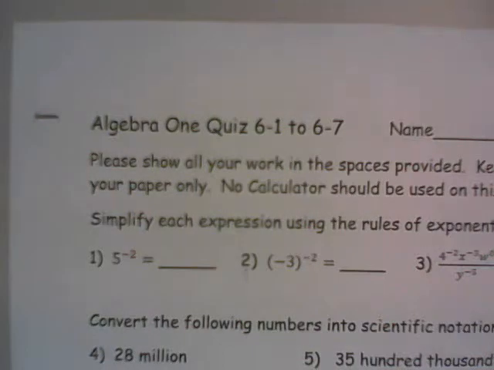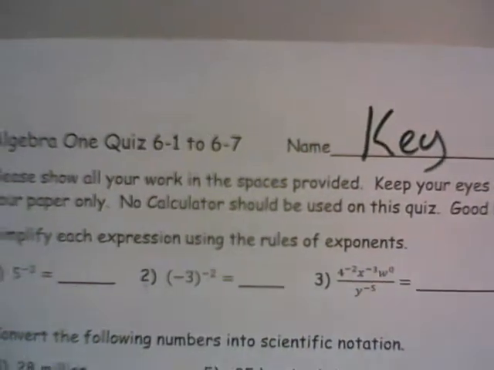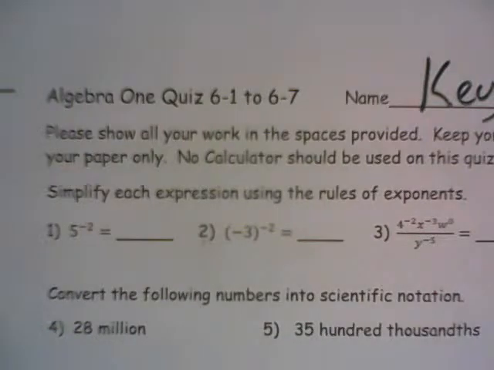Alright, this video is to help you with your corrections on our quiz from lessons 6.1 to 6.7. They're all about scientific notation and the rules of exponents. So we're going to be simplifying expressions with exponents and talking about scientific notation. If you follow along with me here, and if there's anything that you get stuck on, you can rewind and watch it as many times as you want. But the first one, everything's worth 2 points.